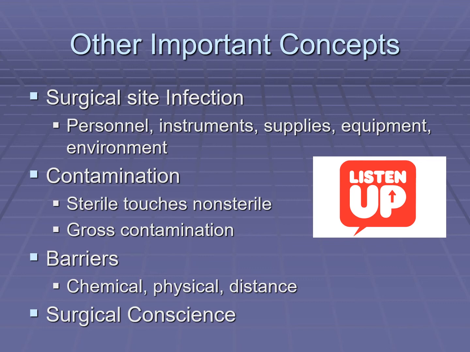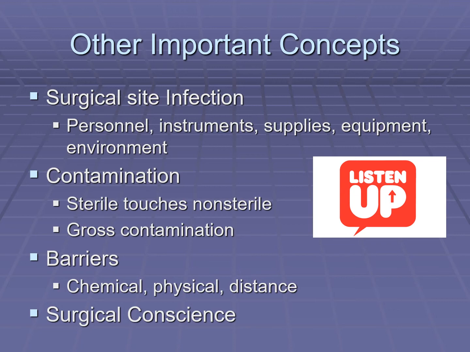Some other important concepts to remember, and we've talked about quite a few of these things already. The first being surgical site infection, which we talked about a lot when we were in our microbiology class. How do surgical site infections occur? There's several different ways. There's via personnel. It could be contaminated instruments, supplies, or equipment. It can also be a result of the environment.